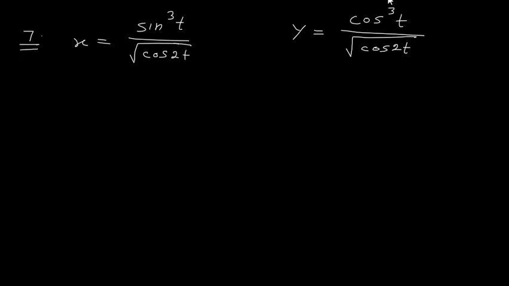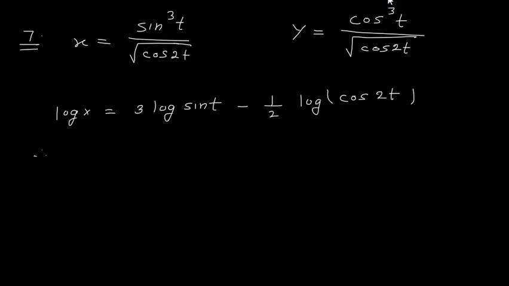Now the seventh question is x is equal to sin cube t upon root of cos 2t and y is equal to cos cube t upon root of cos 2t. One thing is that you can use the division rule, that is u upon v. Other thing is that you can use logarithm. Okay, so let us try with logarithm. So we say that log x is equal to 3 times log of sin t minus 1 upon 2 times log of cos 2t.